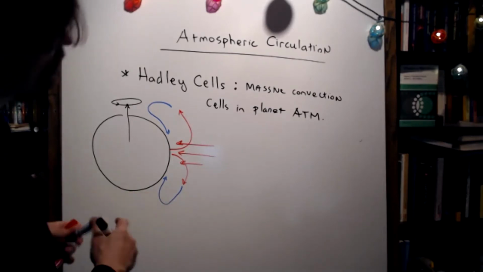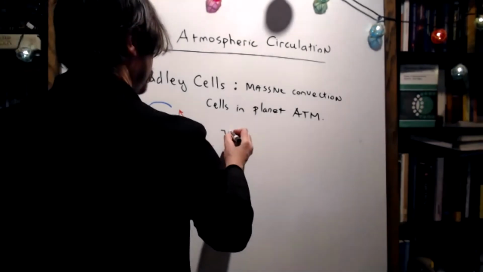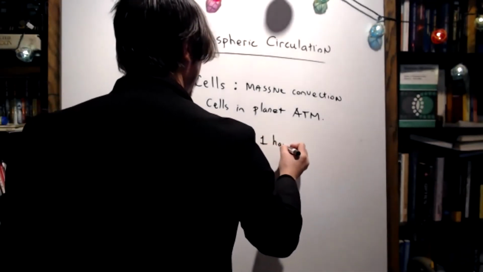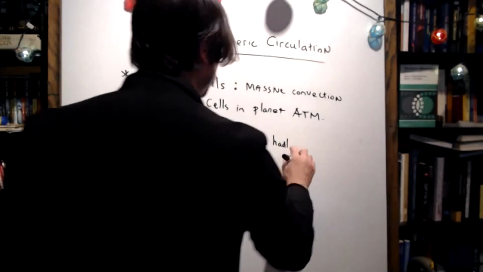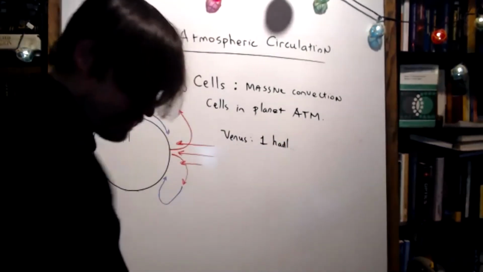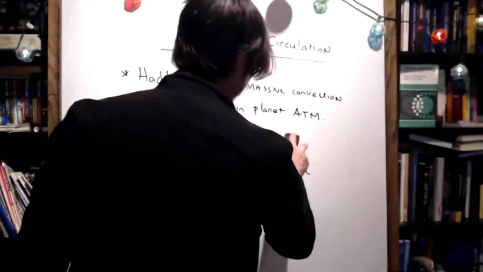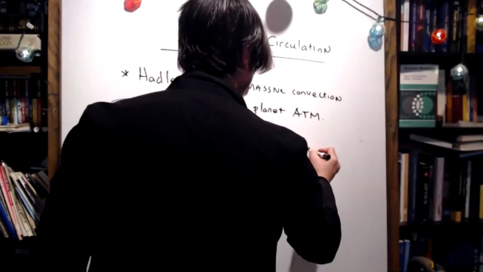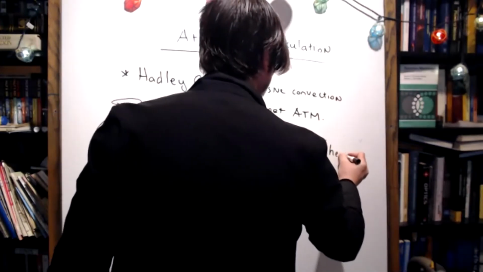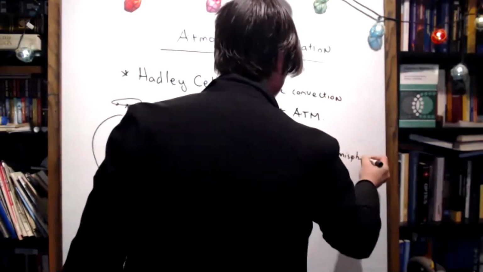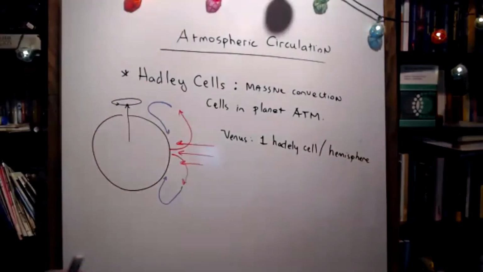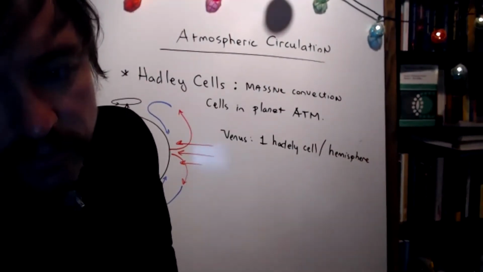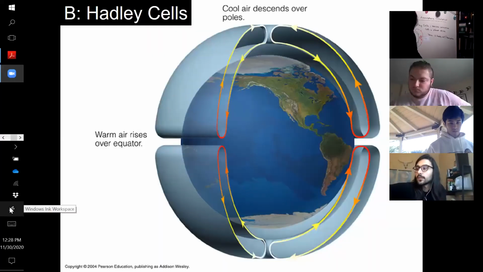On Venus, which has no rotation, you get one Hadley cell per hemisphere. Sorry, my spelling, my handwriting, all of it. One Hadley cell per hemisphere. In other words, the circulation on Venus looks pretty much like this.